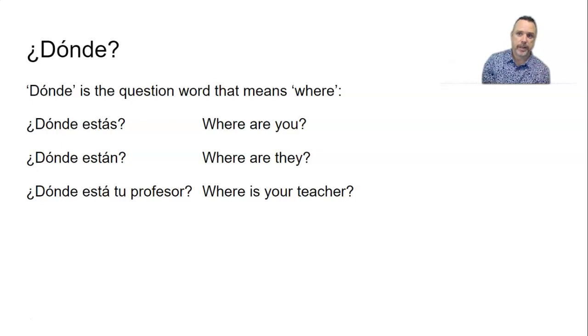We're not focusing on that today. I just want to let you know that when we're using donde as the question word, we must have an accent on the O. All right, ¿Dónde estás? ¿Dónde están? ¿Dónde está tu profesor? Accent because it's a question. You'll see that again with other question words too.